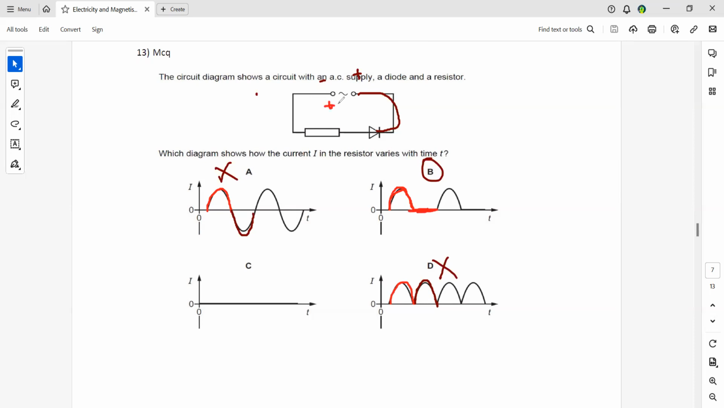Then again, this will be positive and negative, so the diode will allow the current to pass. Then when it changes the terminal, the diode will block. So one way the diode allows, then blocks, allows, blocks. This is how the output will look when we have a single diode in the circuit. With an AC supply and a single diode, one way it allows and the other way it blocks. So B should be the right answer for this.